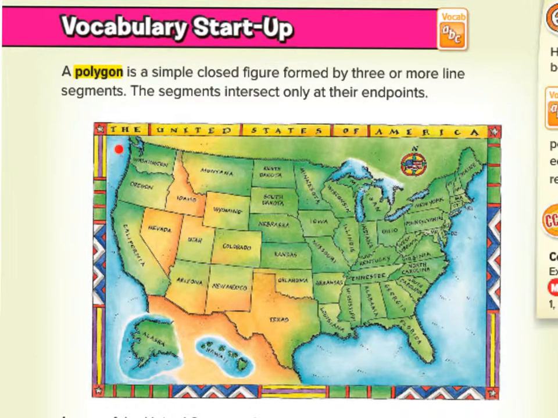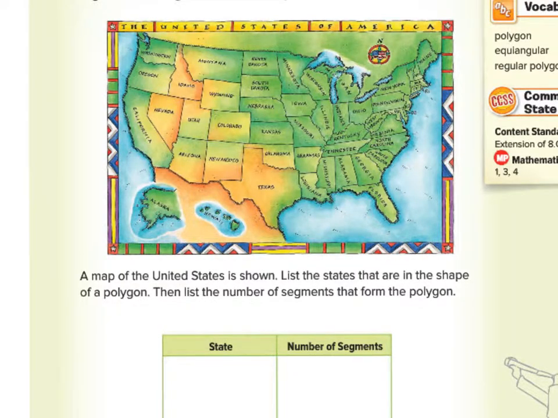Here we have the map of the U.S. And they want us to take a look at the states, right? And you can see in here some of them are perfectly shaped, right? A map of the United States is shown. List the states that are in the shape of a polygon. Then list the number of segments that form the polygon.